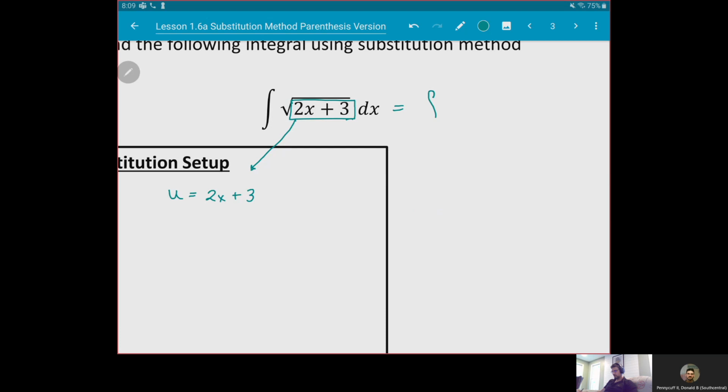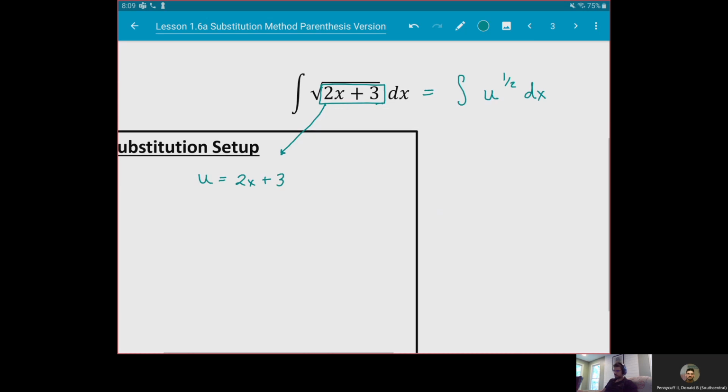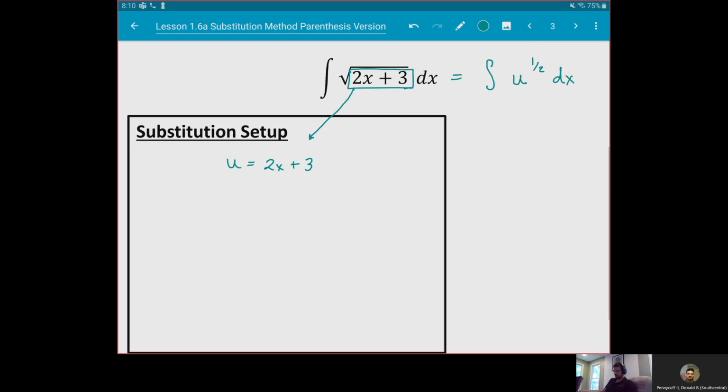That gives us the integral of U to the 1/2 power dx. So I've gone ahead and converted the square root to the 1/2 power, and I've gotten rid of the 2x plus 3. So already this problem looks 80 times better. Now we've got one thing left to do. This is the letter U. This is still a dx. They don't match, and that is not impossible, but a major, major, major problem. So that's what we have to do with the rest of the stuff in this box.